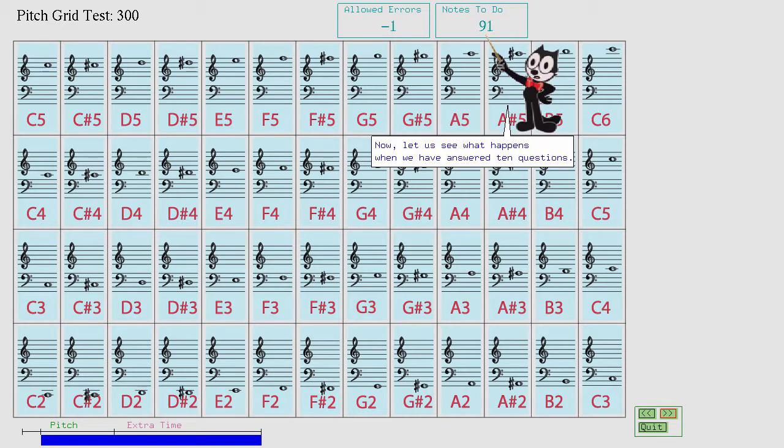Now, let us see what happens when we have answered 10 questions. A summary of the performance, for the tested grid sensitivity level, is displayed.